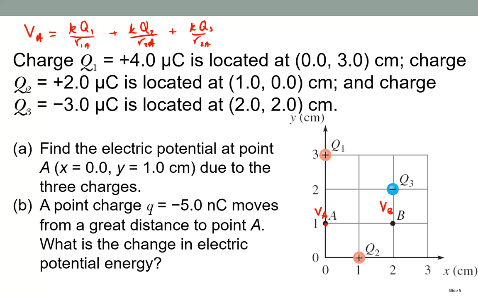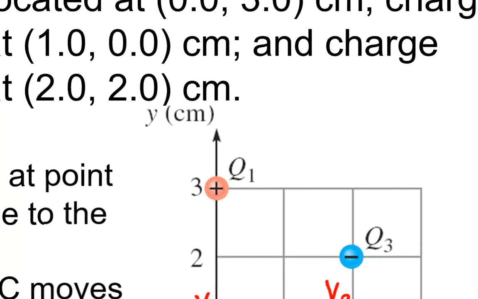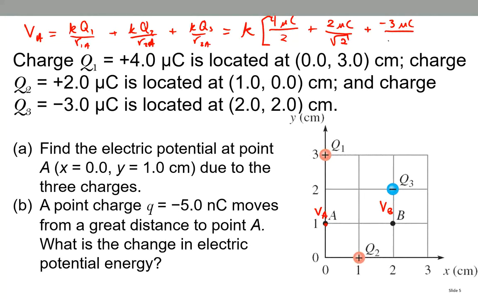Yeah. So now I can just do the numbers. This would be equal to K, and I'm just going to factor out K from everything. Q1 was 4 microcoulombs over R1 is 2 plus, and then Q2 is 2 microcoulombs over R2, which is root 2, plus Q3 is minus 3 microcoulombs over R3, which is again, well, where is it? There it is. That's square root of 1 plus 4, so square root of 5. So there I just added up each of the individual voltages.